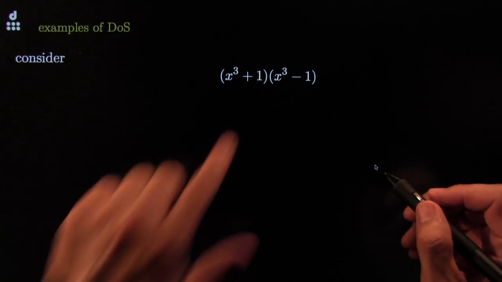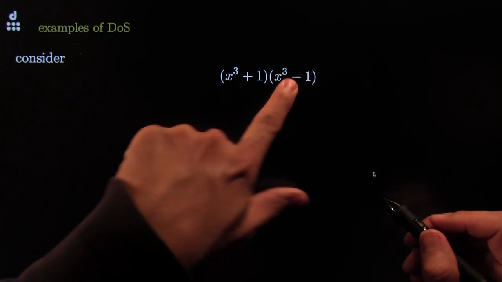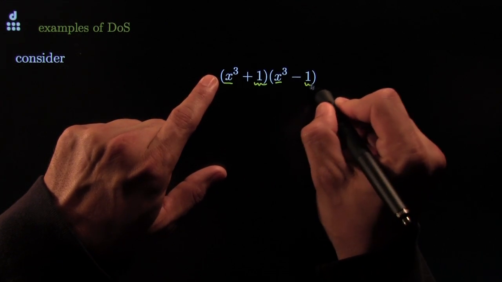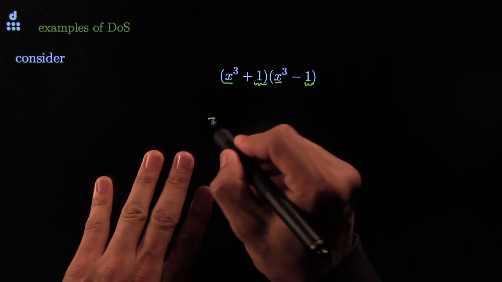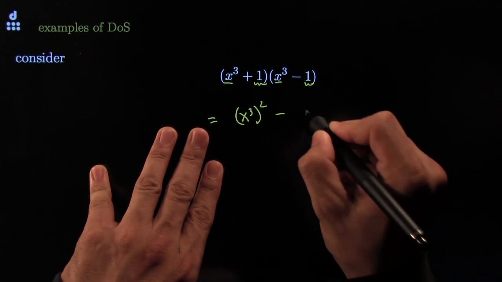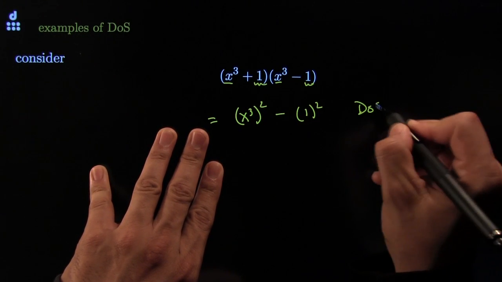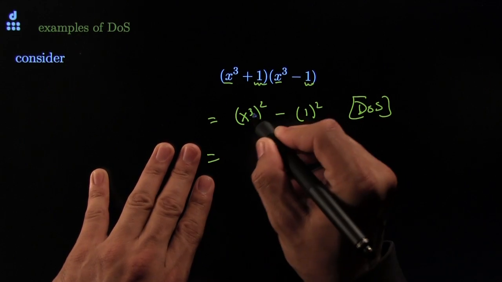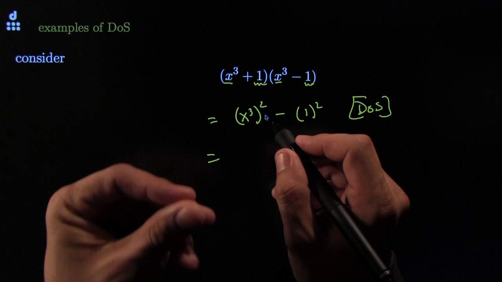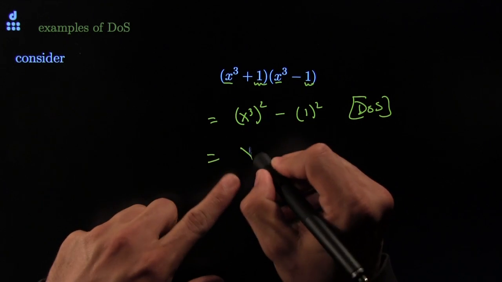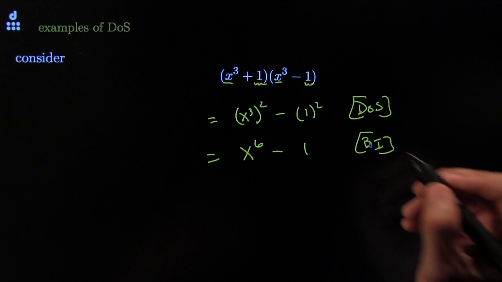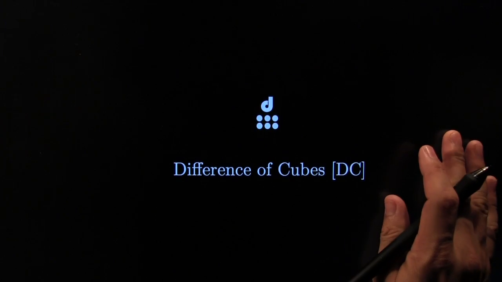Easy, right? You could have other degrees, degree 3 and degree 3. Doesn't matter, as long as these two match and these two match, and one's a plus and one's a minus. It's a perfect candidate for difference of squares. So this would be x to the third squared minus 1 squared, difference of squares. Of course, this is x to the third times x to the third, so that's xxx times xxx. That's a total of 6 x's minus 1. Alright, pretty easy, right? Difference of squares.